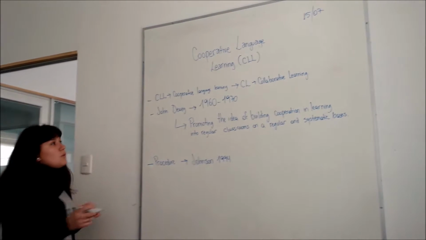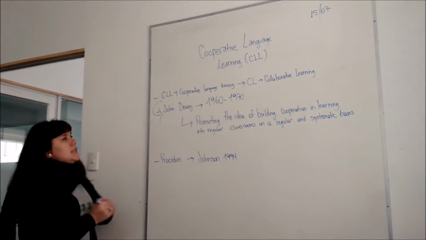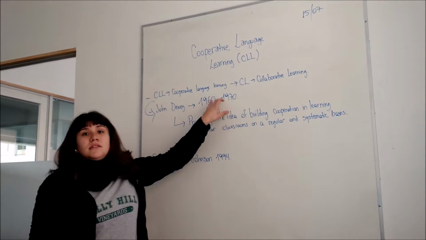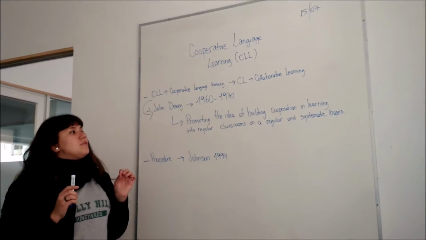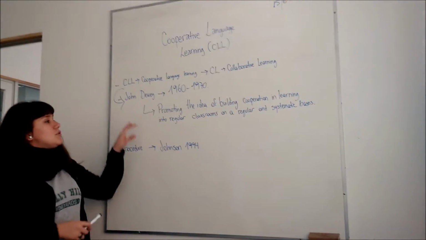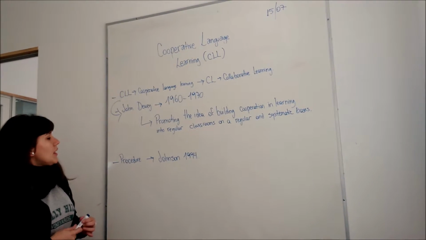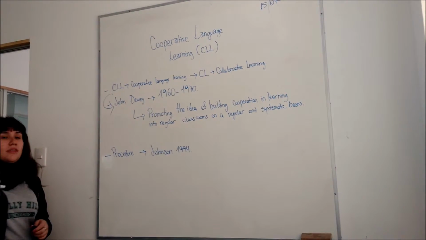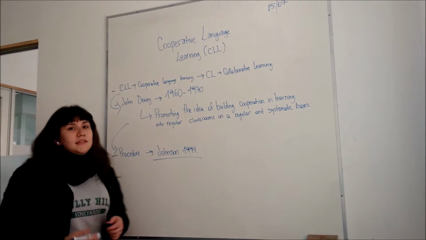This is connected with John Dewey in the 1960s and 1970s. He promoted the idea of building cooperation in learning into a regular classroom on a regular and systematic basis. This is connected with the theory of procedure for Johnson in 1994.